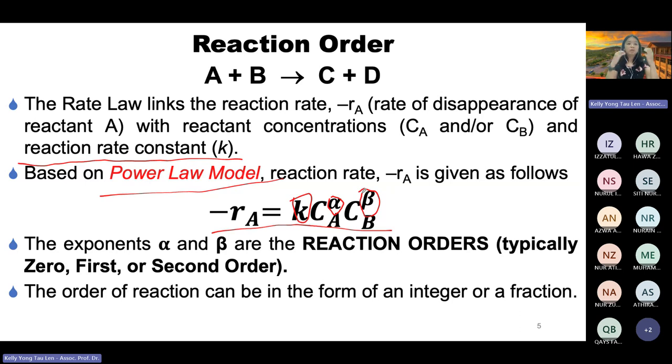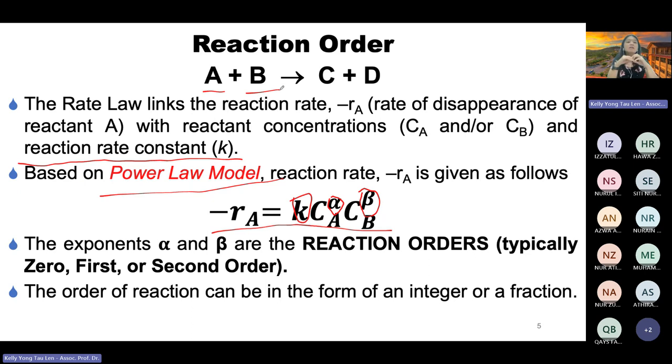Okay, so you have learned C, right? C is concentration, right? So you have C subscript A, it means concentration of A. So C subscript B, concentration of B. So this refers to the concentration of your reactant. So for example, in this case, I have reactant A, reactant B. So I will have concentration of A, concentration of B, okay?